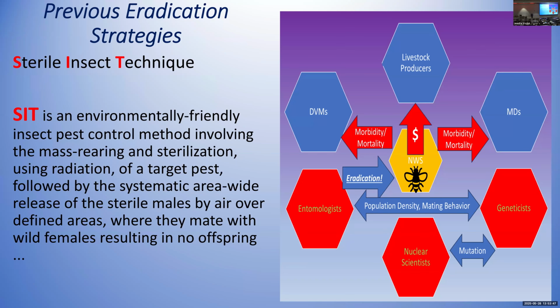We're going to have a few more technologies available now than they had in the 60s, but the long and the short, think about the wildlife. How are we going to treat the wildlife? We're not going to be able to. The sterile insect technique is going to be the workhorse of this thing. Again, talk about this collaboration. You had livestock producers, they were losing money left and right.